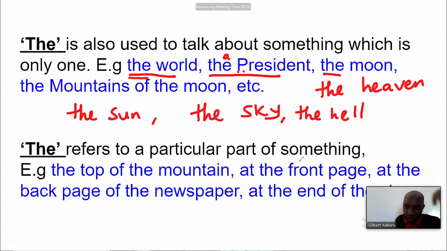Okay, we are missing only 2 minutes. Let's wind up and finish this one here. Yes, "the" refers to a particular part of something, like the top of the mountain. I guess you know what the top of the mountain is. That's the peak. Then we also have the front page. At the front page, we're talking about newspapers or magazines. The front page is one. At the back page, like here, we use "the". At the end of the story, at the beginning of the story.